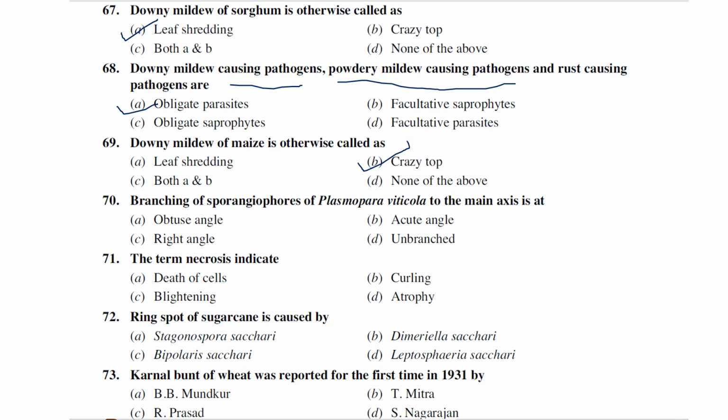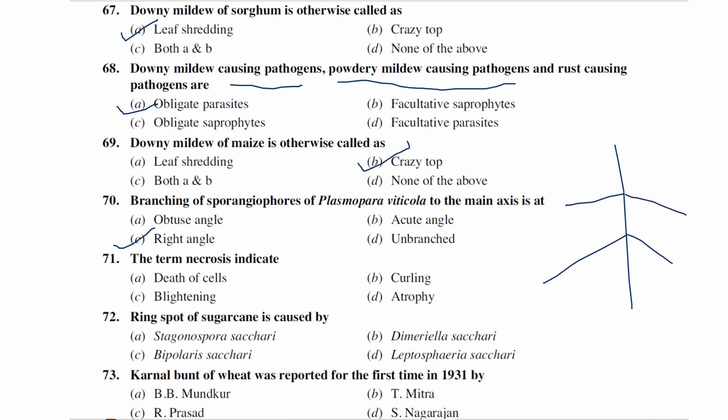Next one, branching of sporangiophores in Plasmopara viticola. This Plasmopara viticola causes grape downy mildew. The branching to the main axis is acute angle, obtuse angle, right angle, or unbranched? Generally, in this type of downy mildew, Plasmopara has a right angle. Imagine this is the sporangiophore. Such a right angle with blunt tips, we can observe in Plasmopara.